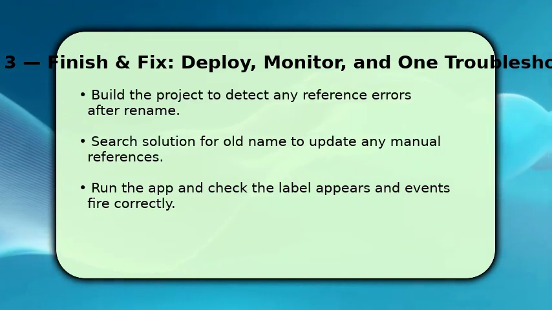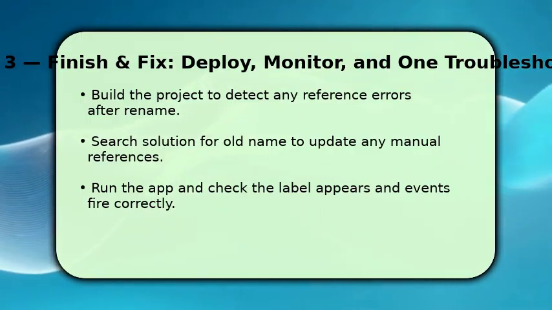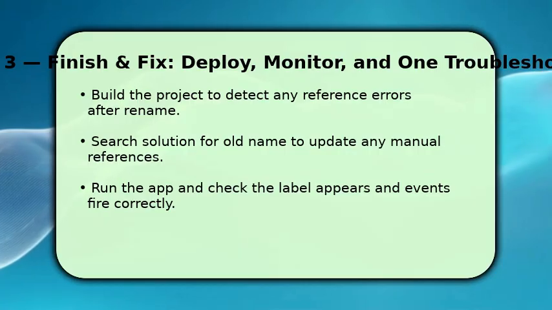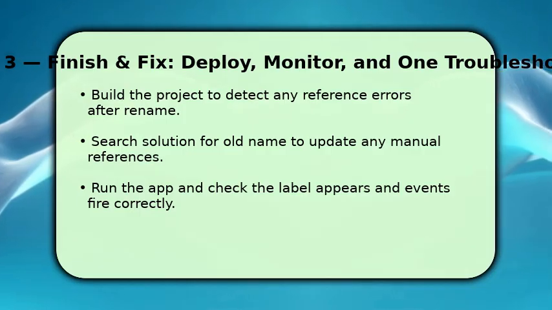Once done, use Find in Files to search for the old control name because manual code or comments might still reference it. Make sure to update those occurrences. Finally, run the app and test the UI and any event handlers bound to that label. Troubleshooting tip: if you see missing reference errors, undo, rename again in the designer, and verify Designer.cs or XAML.cs was updated correctly.